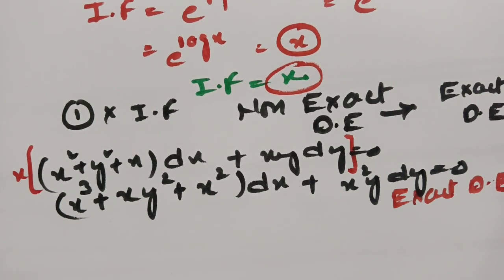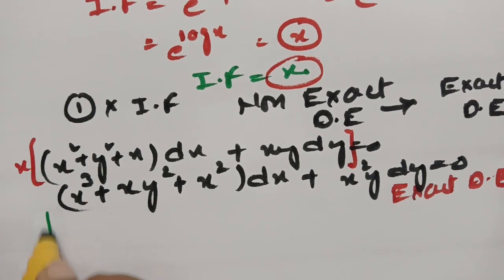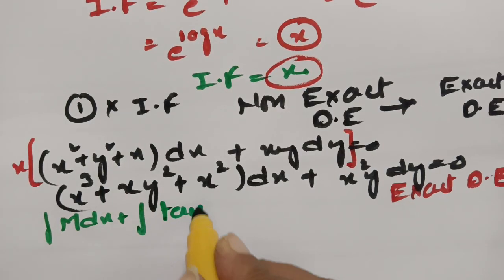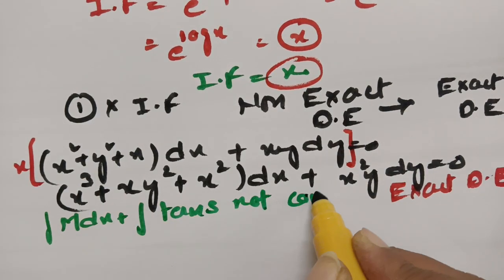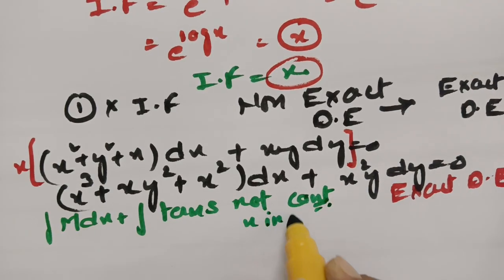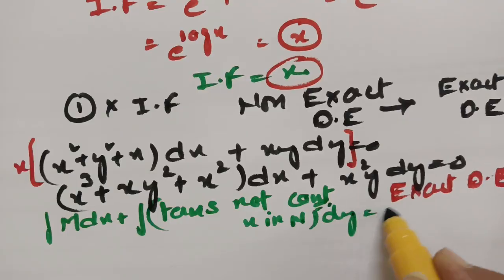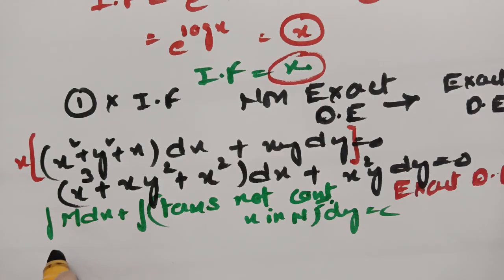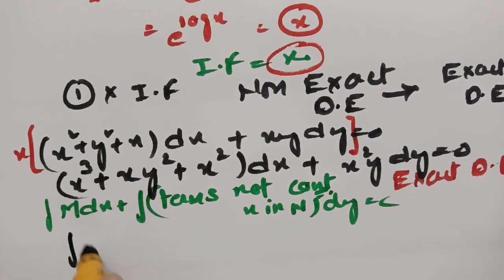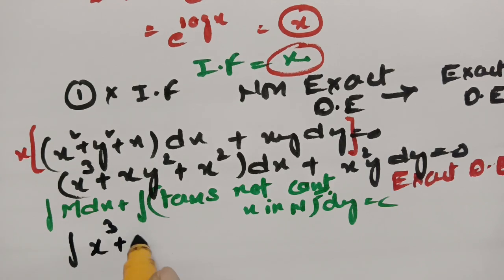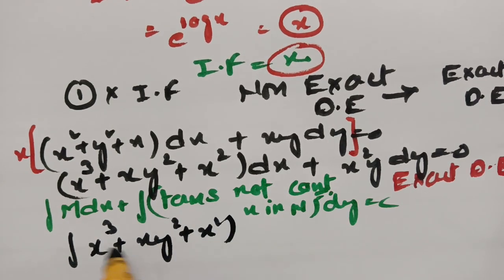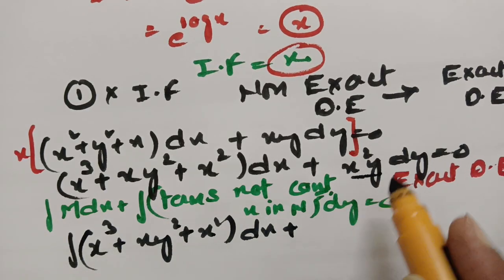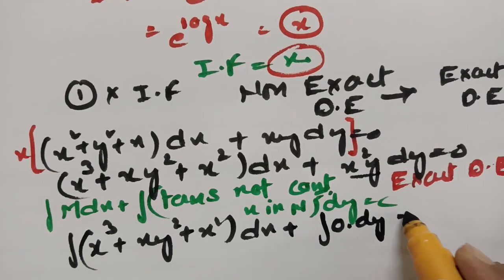So what is the solution method here? The solution method is nothing but the integral of m dx plus the integral of the terms in n not containing x, dy, is equal to c. So what are the terms not containing x? Here m is (x³ + xy² + x²) dx, and in n there is only a single term, which contains x. Therefore, there are no terms which are not containing x.